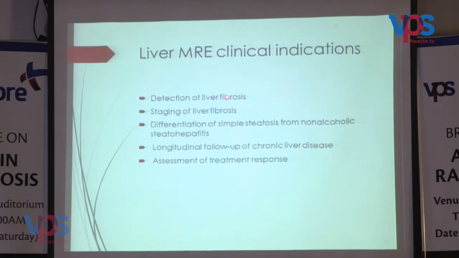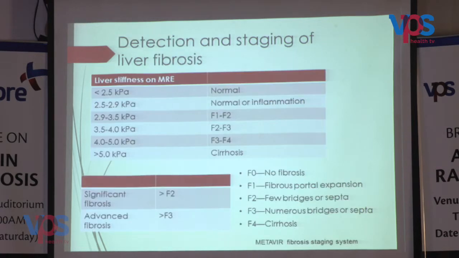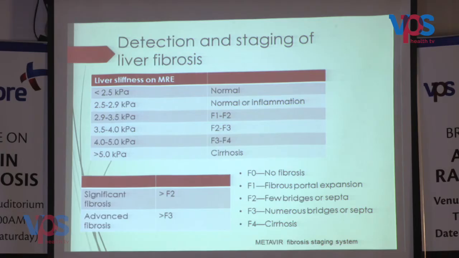So these are the main indications: liver fibrosis staging, and differentiation of simple steatosis from steatohepatitis. So this is what it corresponds to. On your bottom hand, this is the pathological fibrosis staging system, and this is the equivalent on the MR elastography stiffness map. As I said, normal livers would have a stiffness of about 2.4 kilopascals. So anything less than 2.5 is normal. 2.5 to 2.9 is normal or inflammation. 2.9 to 3.5 is F1 to F2. 3.5 to 4 is F2 to F3. 4 to 5 is F3 to F4. And once you have more than 5 kilopascals, it's established cirrhosis.